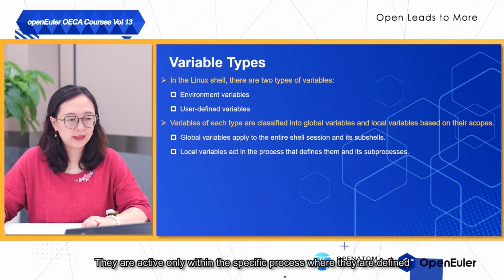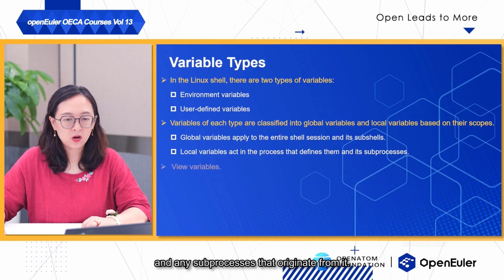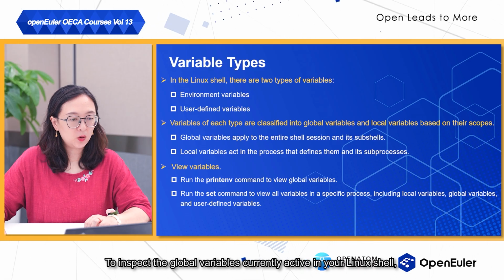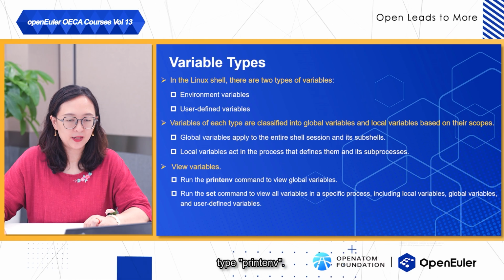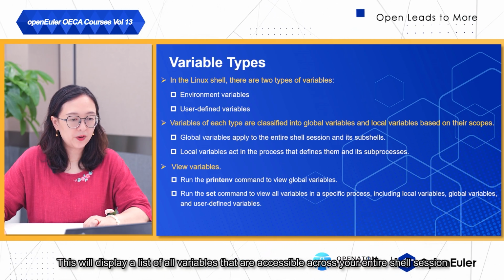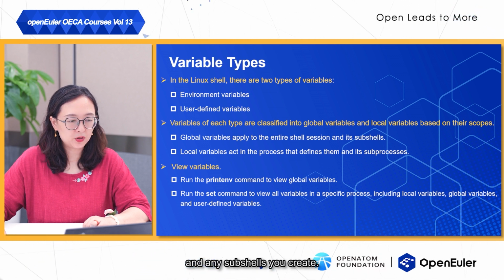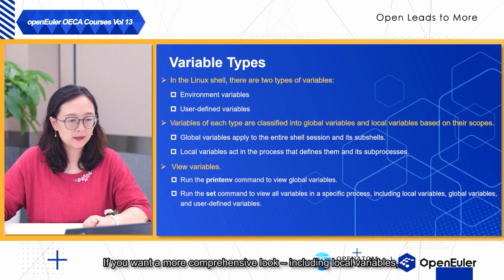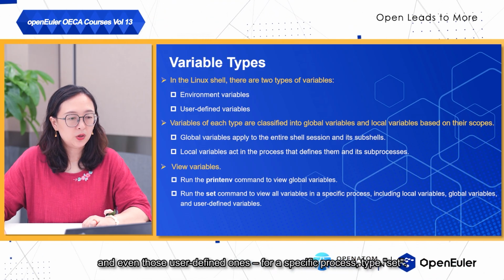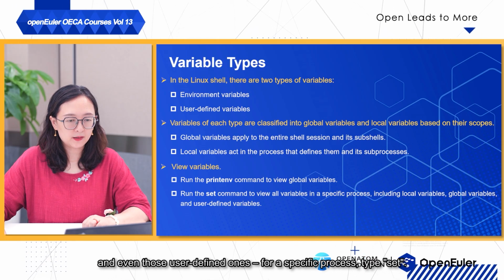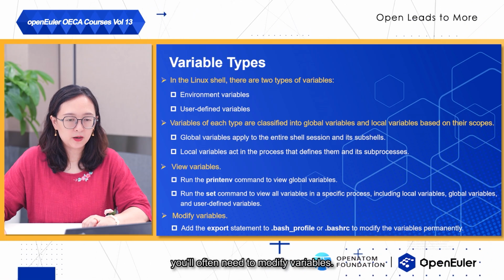They are active only within the specific process where they are defined and any sub-processes that originate from it. To inspect the global variables currently active in your Linux shell, type print env. This will display a list of all variables that are accessible across your entire shell session and any subshells you create. If you want a more comprehensive look, including local variables, global variables, and even those user-defined ones for a specific process, type set.